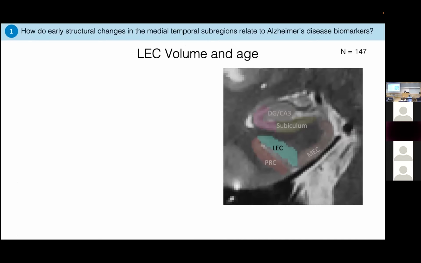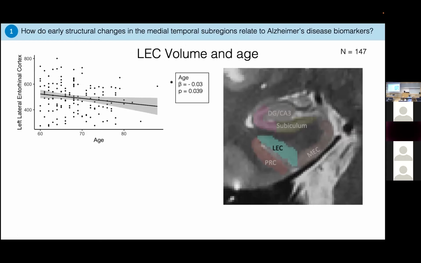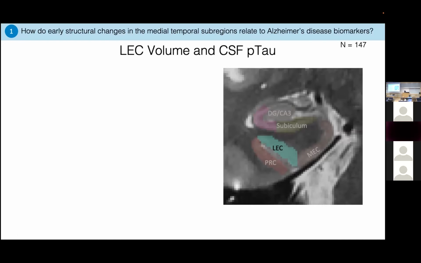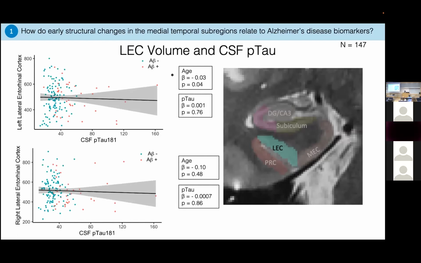Okay, so if I look at lateral entorhinal cortex volume and age in our participants, what you can see is that lateral entorhinal cortex volume is correlated with age on the left hemisphere, but is not correlated with age in the right lateral entorhinal cortex. If we add p-tau into this relationship, and all of our models do control for age and sex, and then when we're looking at memory, we include education, and all of the volumes are adjusted for intracranial volume as well. You can see that when you include p-tau into this model, lateral entorhinal cortex is not significantly correlated with p-tau in this population.